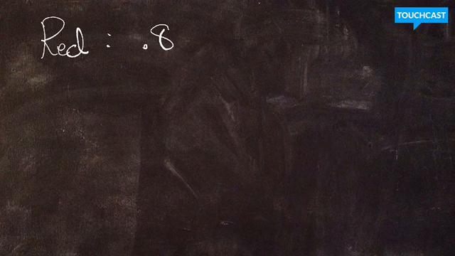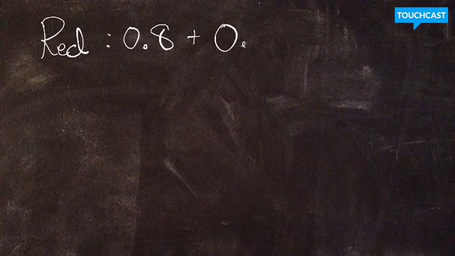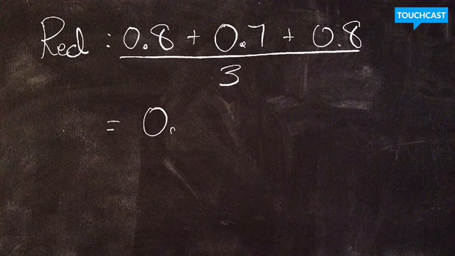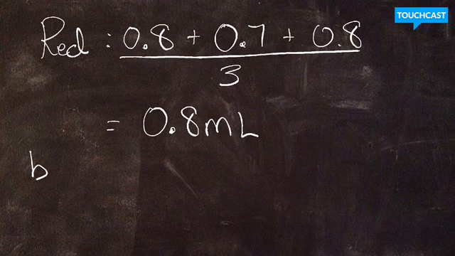So I'm going to show you the red bandwidth, okay? You should have gotten 0.8, right? 0.8 for one of the bandwidths. And here's some of the other ones. You should have also gotten 0.7 and 0.8. So add those all up and just divide by 3 to get an average bandwidth. The average bandwidth for red was 0.8 milliliters. Let's use that now for part B.